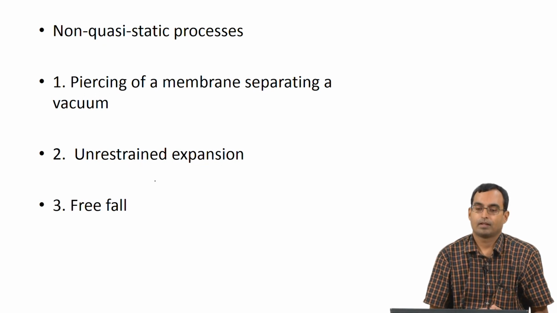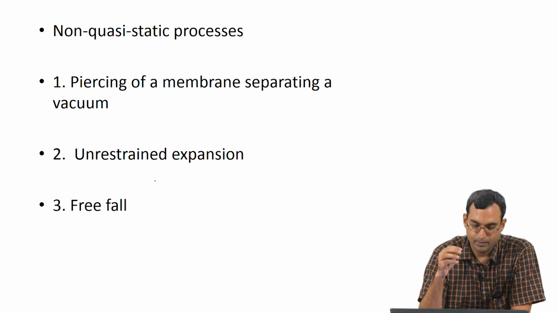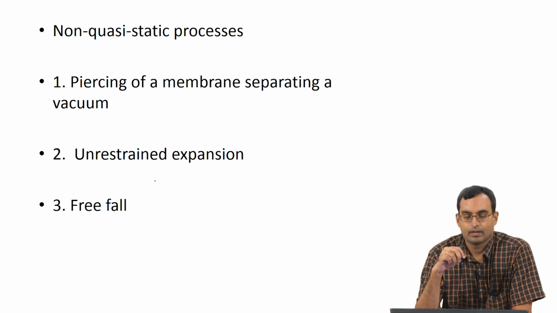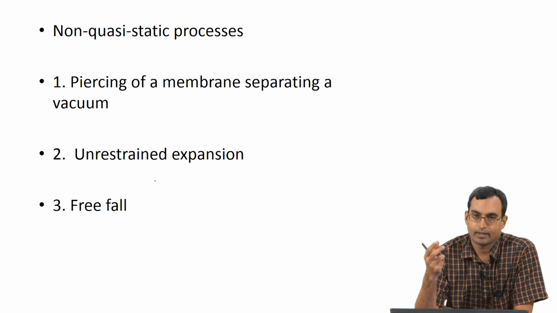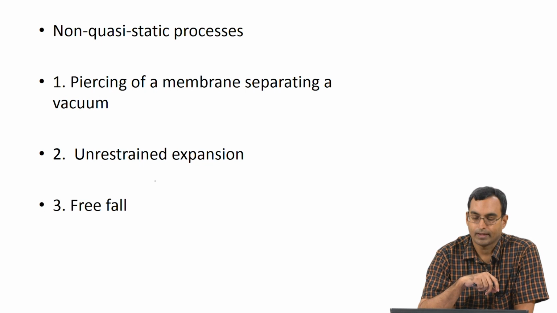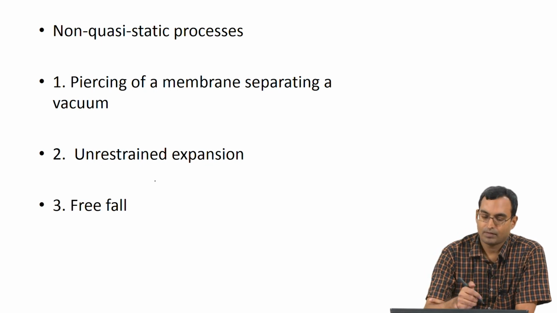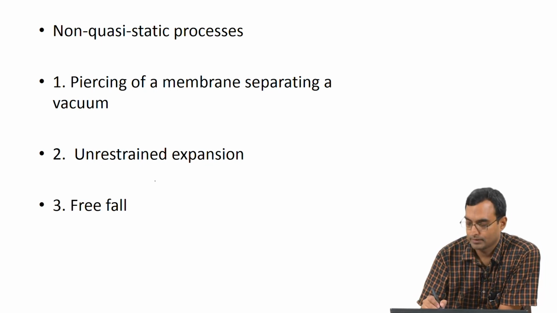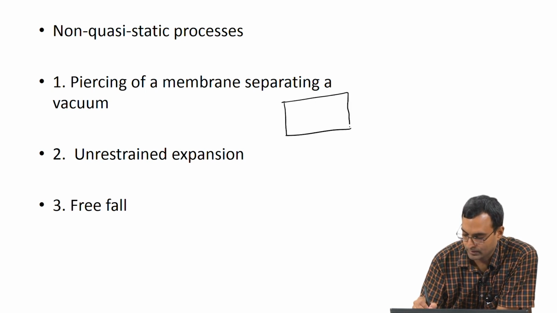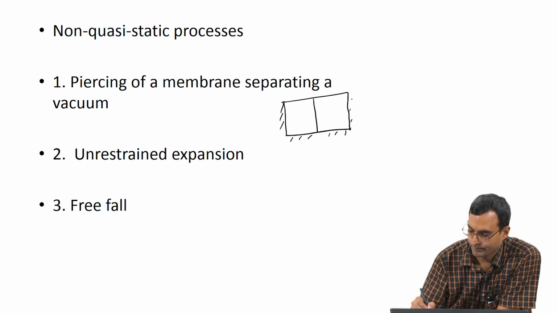So, processes of this kind, for example the apple falling, actually have no resistance. So, they are not quasi-static. The apple is actually accelerating, but we can also think of other non-quasi-static processes. One example would be a membrane separating a vacuum. So, if I have, for example, two chambers, a rigid chamber, and in between I have a membrane.